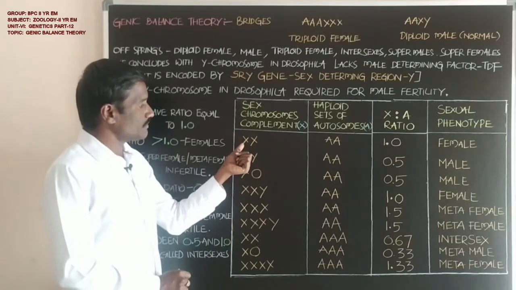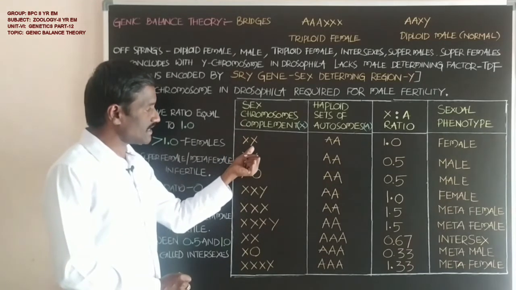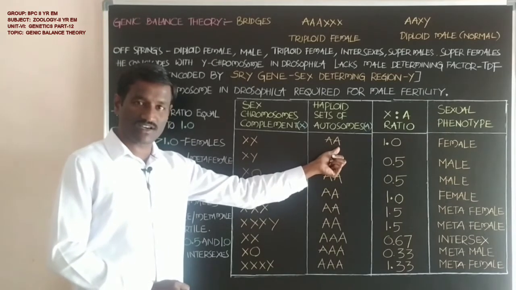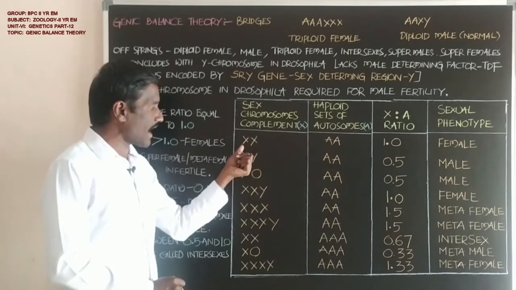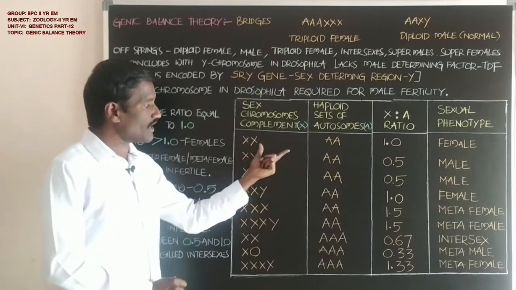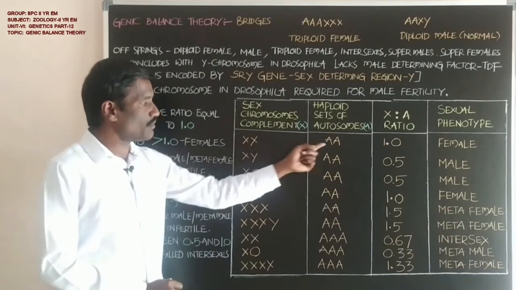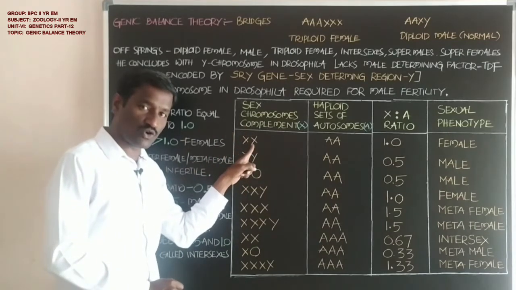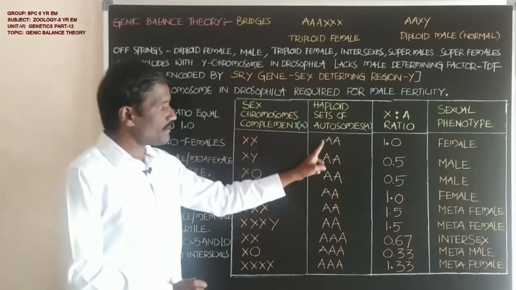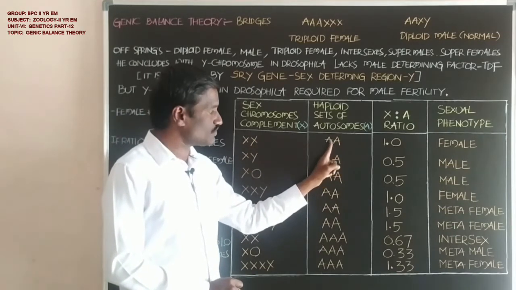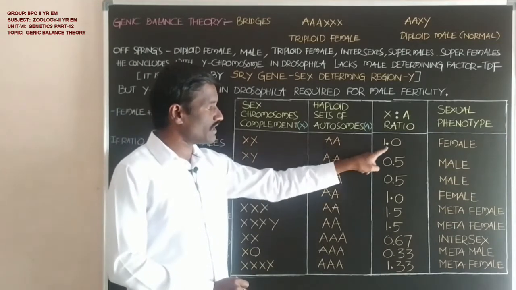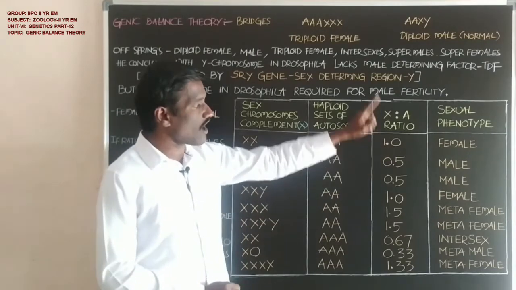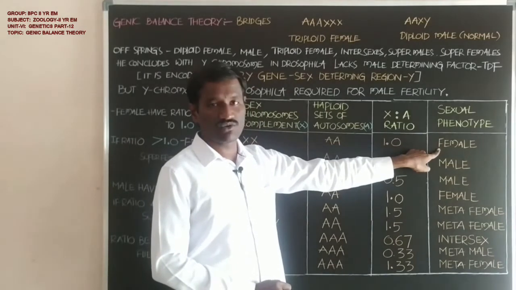Student, the karyotype is XXAA: two autosome sets present in the zygote, and two X chromosomes. What about the X by A ratio? X by A means the number of X chromosomes, 2 in number, over the number of autosomal sets, students, 2. So 2 by 2, that value, the X by A ratio, is 1.0. That is, the offspring develops into a female.